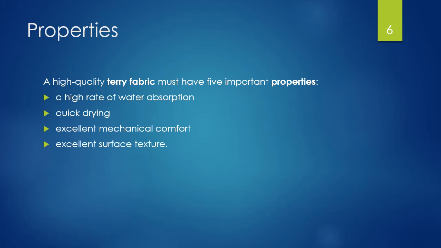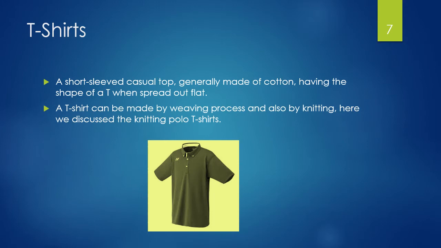And the third property is excellent mechanical properties, meaning easy to wear, soft and comfortable to wear. So these are the mechanical properties of the terry fabric structure. And at the end, excellent surface texture. Terry fabrics and single jersey fabrics can contain excellent surface texture. And this is my second article which I selected for my presentation: t-shirts.